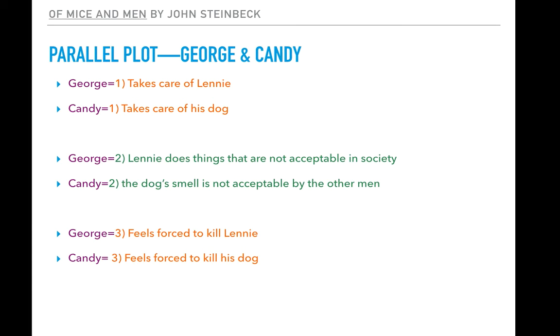There's sort of a parallel plot with George and Candy, whereas George takes care of Lenny, and Candy, this is called a subplot, a smaller plot, takes care of his dog. And number two for George and Candy too, Lenny does things that are not acceptable in society, like killing mice and puppies and people. And Candy's dog's smell is not acceptable by the other men. So see how these are somewhat similar. And in the end, George feels forced to kill Lenny, and Candy also feels forced to kill his dog. And the dog, if you were paying attention, was a little bit of foreshadowing of what was ultimately going to happen to Lenny.